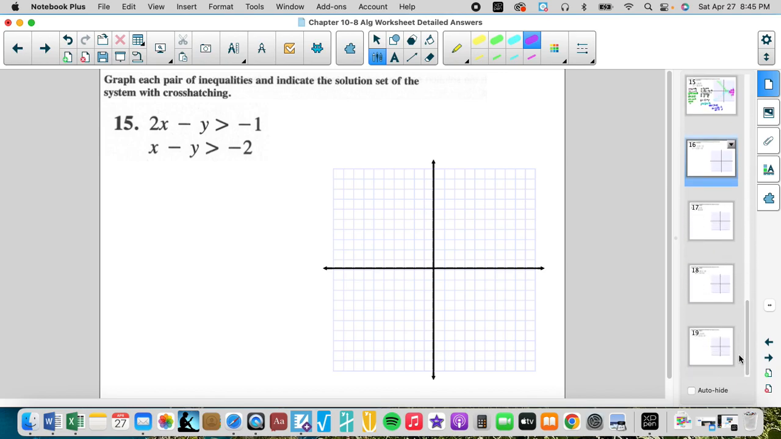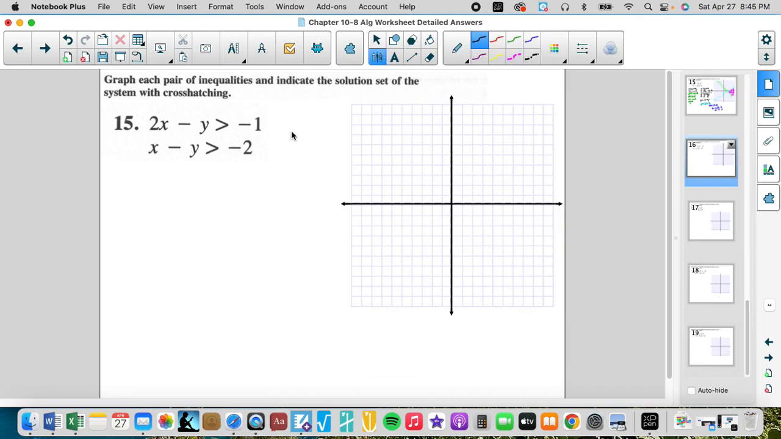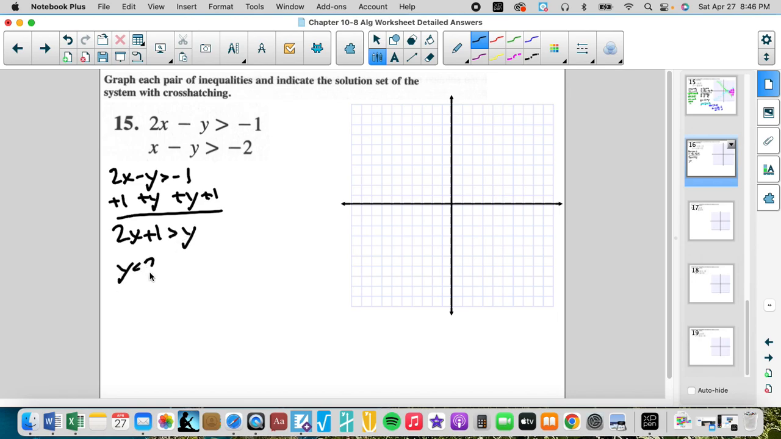4 more. 4 more and then we're done with chapter 10. Oh, no, standard form. Let's move you over here. Standard form. 2x minus y is greater than -1. Let's add the y to both sides. Let's add the 1 to the other side. 2x plus 1 is greater than y, or y is less than 2x plus 1.